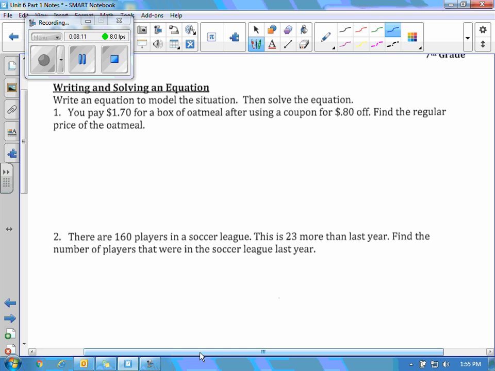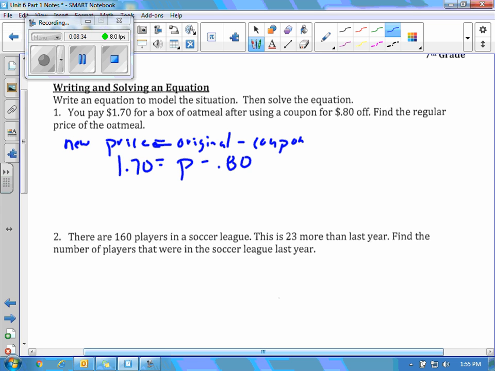So I know that my new price is equal to my original price minus the coupon. So my new price is $1.70. My original price I don't know, so I'm just going to put P there. And my coupon was 80 cents. So I'm trying to figure out what that original price is.